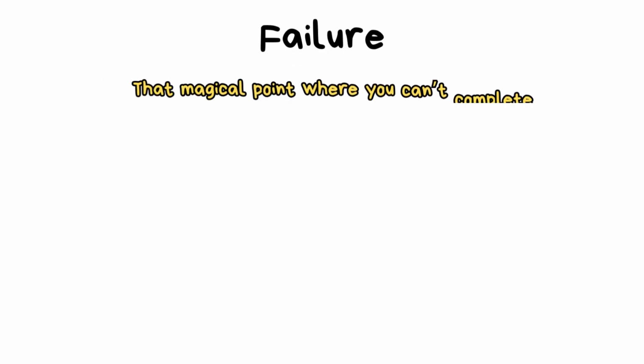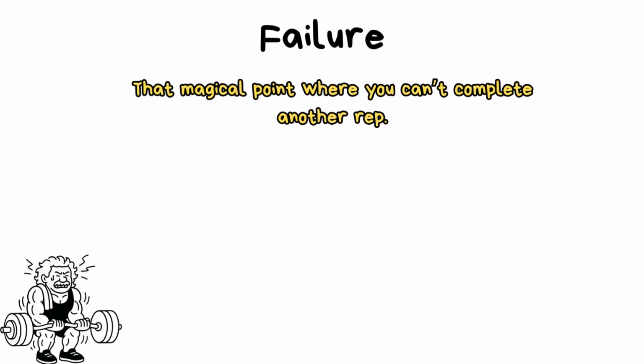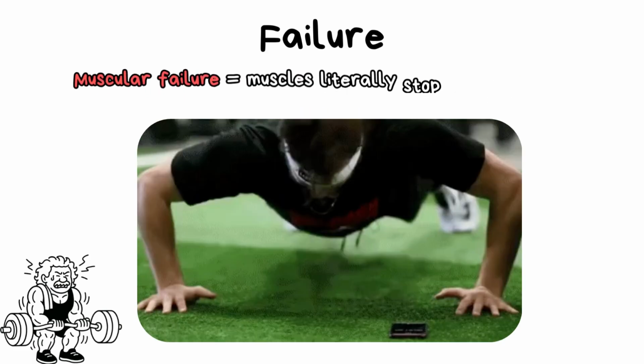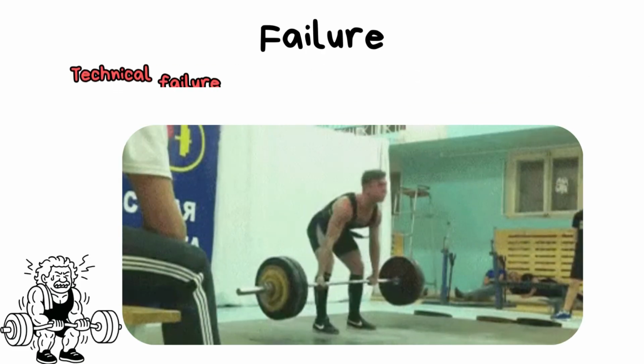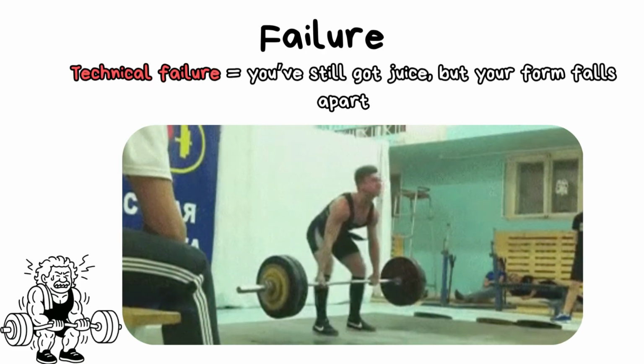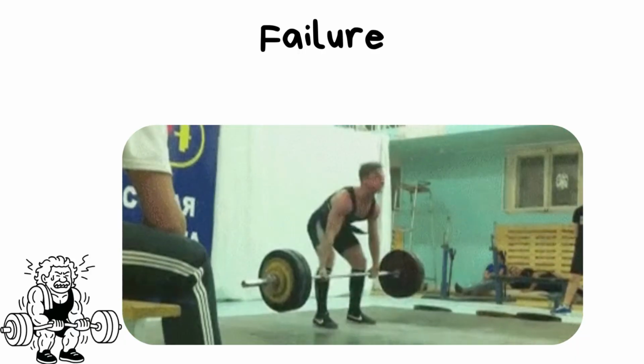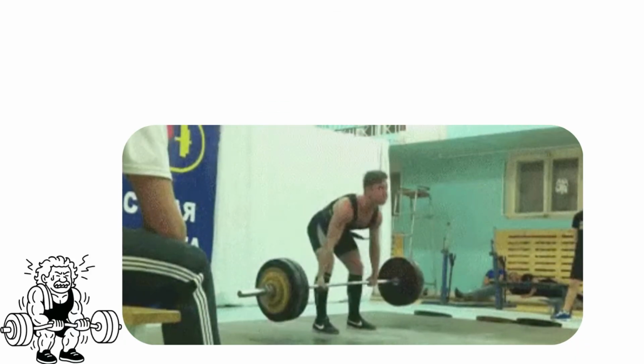Failure, that magical point where you can't complete another rep. Muscular failure equals muscles literally stop contracting. Done. Technical failure equals you've still got juice, but your form falls apart. Hello, swinging, jerking, cheating reps.